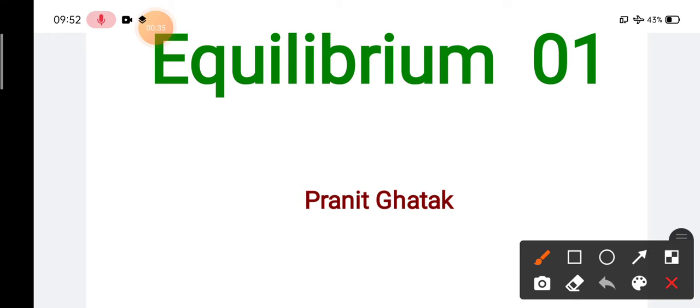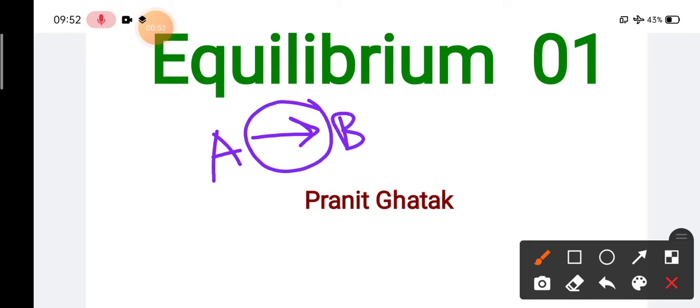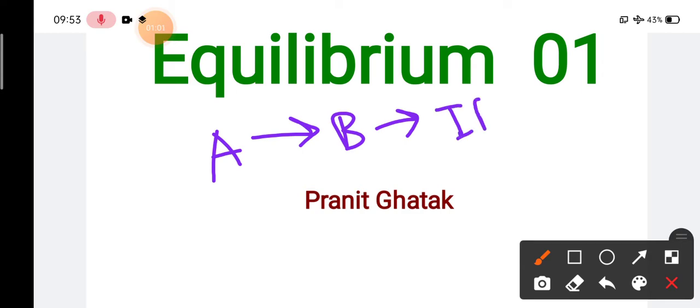Before we start, what is equilibrium? We need to know there are two types of reaction. One is reversible and the other is irreversible. A reaction that goes only in the forward way, that is from A to B, with a sign that is only one directional or unidirectional, is called an irreversible reaction.